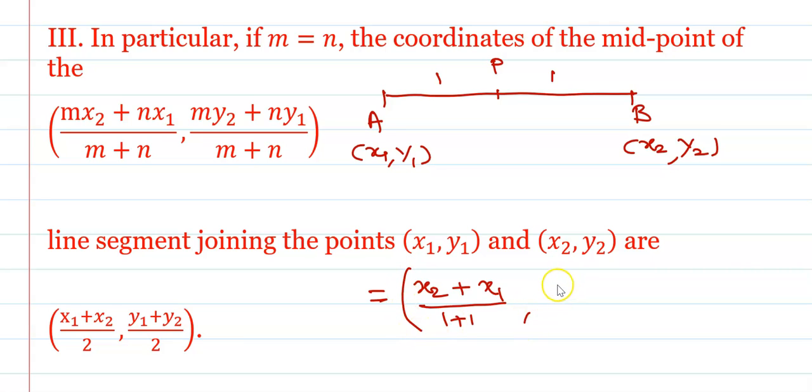And what about the y coordinate? That is 1 into y2, that is y2, 1 into y1, it is y1, upon 1 plus 1, and the bracket is completed. Therefore you can write here x1 plus x2 upon 2 and y1 plus y2 upon 2. Therefore if you have 2 points, then the midpoint is x1 plus x2 upon 2 and y1 plus y2 upon 2 in this way.